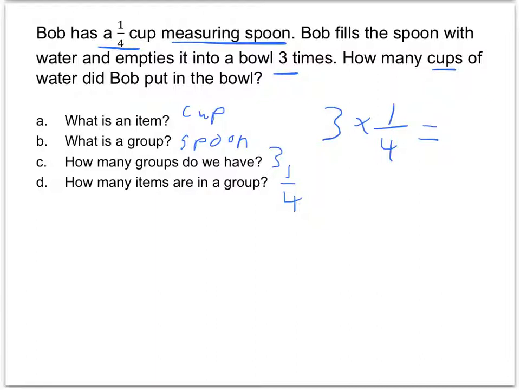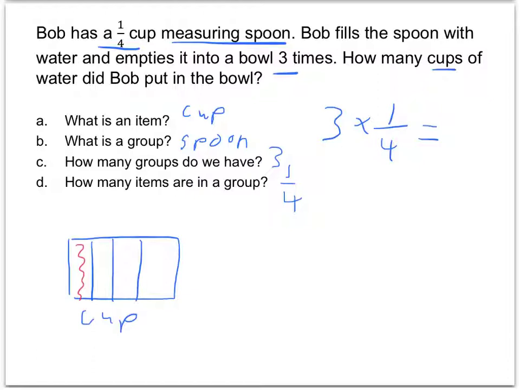The next question is, just what number is 3 times 1/4? Well, let's try to reason through this. Let's draw a picture of a 1/4. So here's our whole, or our item, which is a cup. And then it says that we've got 1/4 of a cup. So that right there is a 1/4 of a cup. We can think of that as a picture of our measuring spoon. So that piece right there is one measuring spoon full of water.